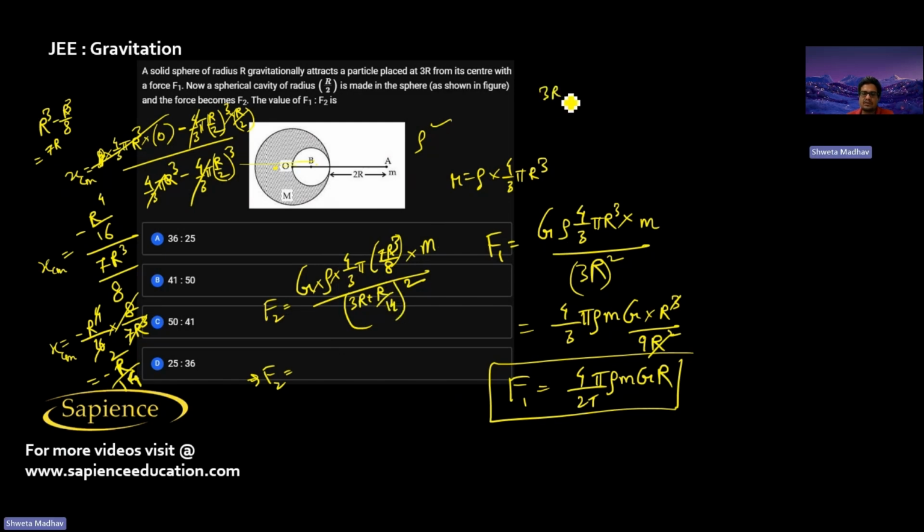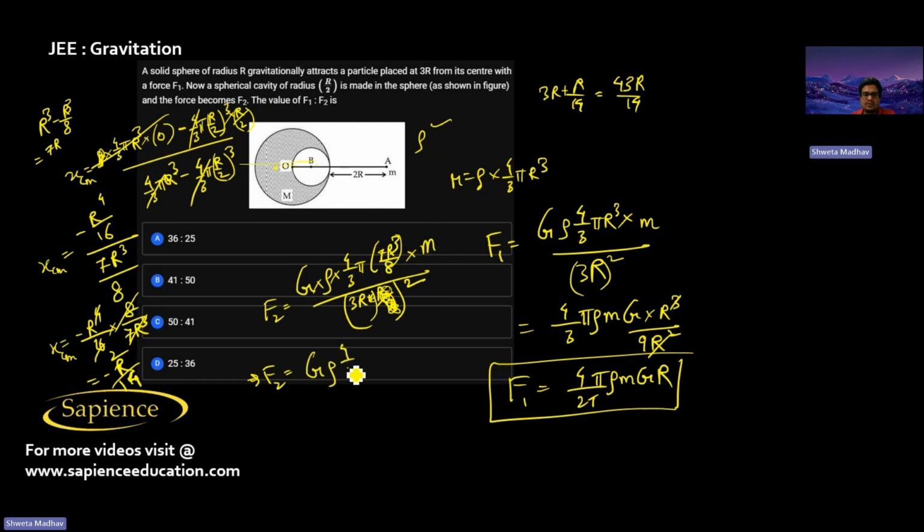It is 3r plus r by 14, that is 14 3 are 42. So 43, 3r by 14. Or simply you can say this is 3r whole square only, since r by 14 is much less than 3r. This is 3r whole square only, approximately.